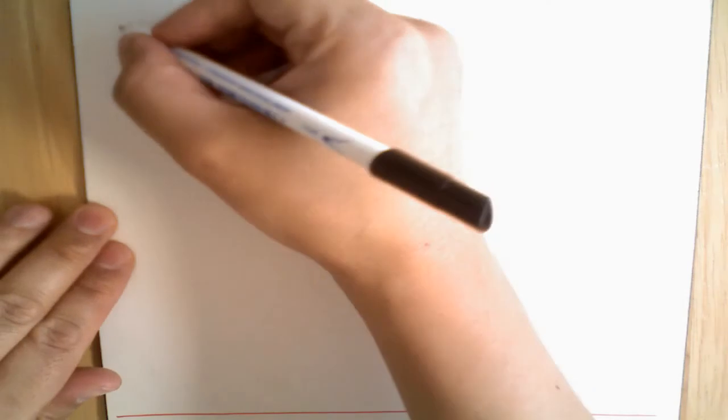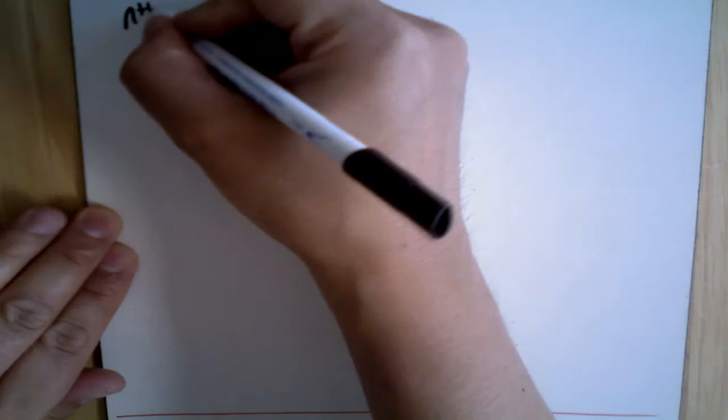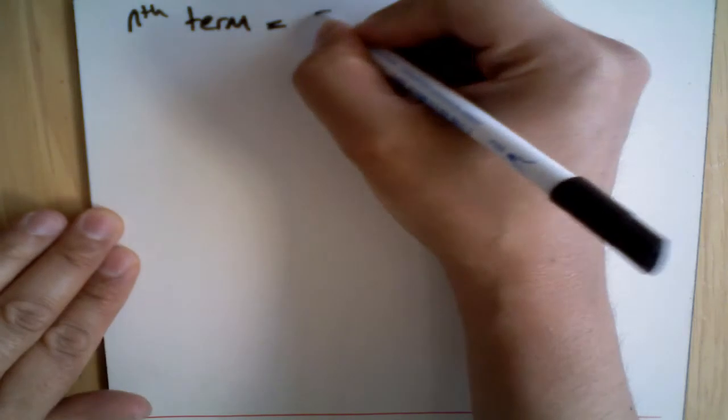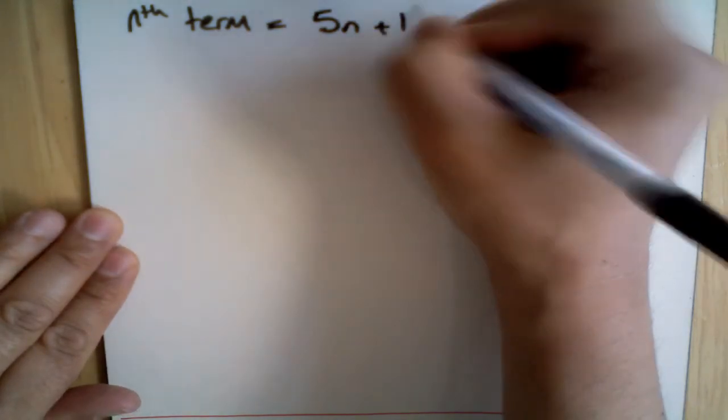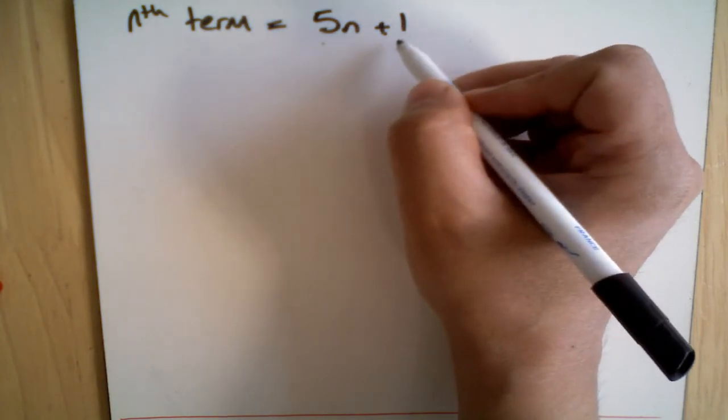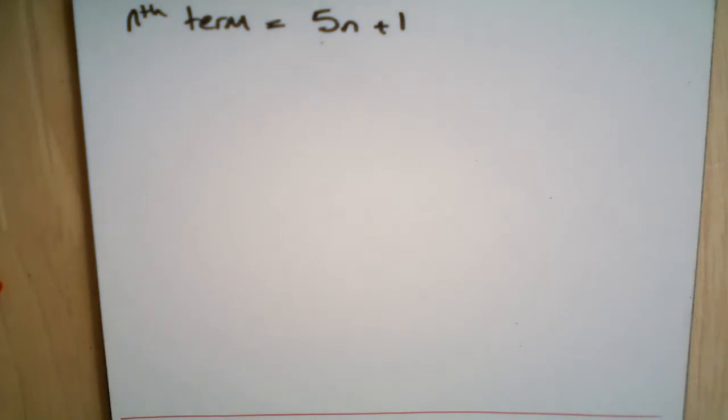This video is about the nth term. Now, in algebra, you see something written almost like this. It will say the nth term equals, and let's just make something up. It's usually in this format where you have a number with the letter n followed by another number. Now, all this is a compact way of writing a sequence.